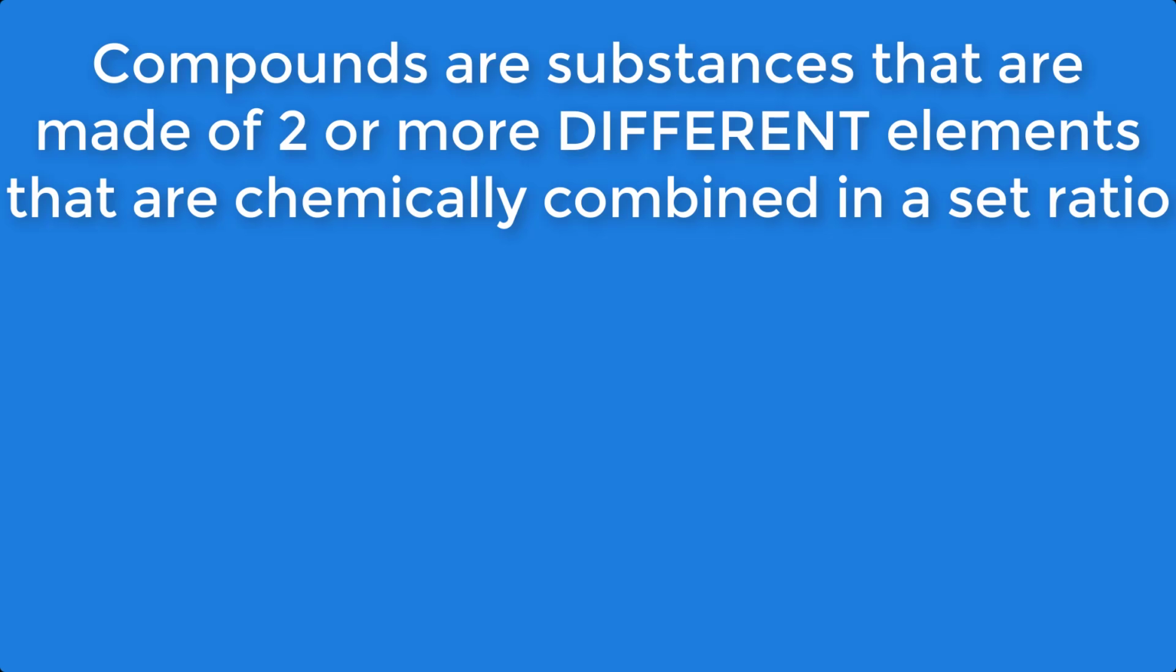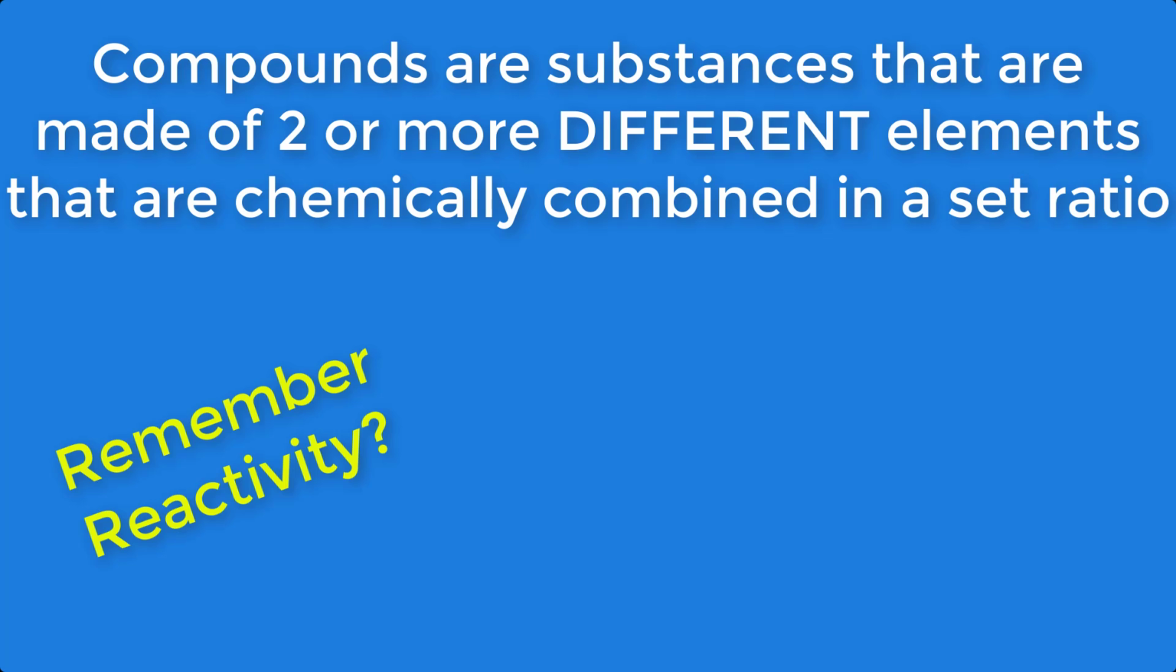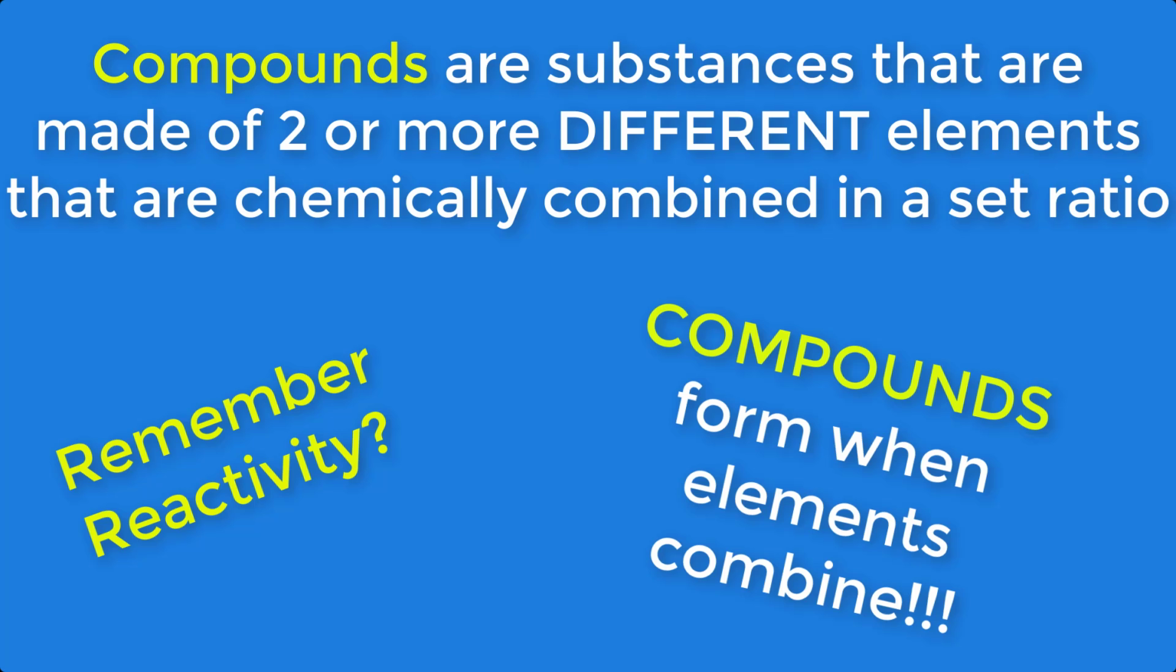Compounds are substances made of 2 or more different elements that are chemically combined in a set ratio. Remember reactivity? This is the result. When atoms don't have a full outer shell, they react with one another and form a bond. This bond makes them a compound.